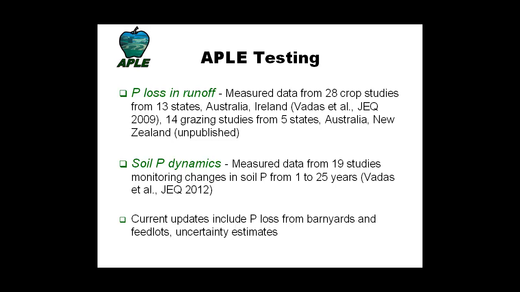We're also trying to do some current updates to the model. We're trying to get a version that looks at barnyards and feedlots for phosphorus loss. And really, Carl Bolster, I've been working with him. He's with ARS in Bowling Green, Kentucky. Uncertainty estimates: okay, we predict a number, but let's give an evaluation of how sure we are about that number.